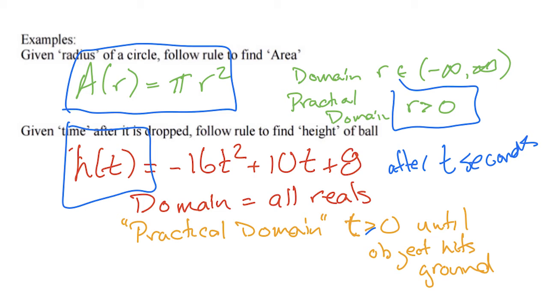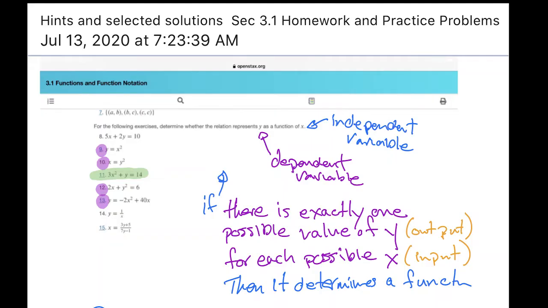But in a practical sense, if you're actually plotting a graph, that formula is only valid from the moment you drop the ball, so t should be greater than or equal to 0, until the object hits the ground, and then that formula no longer applies. So again, I want us to think about the formal domain that you might see, where it could be all real numbers, but then in any realistic problem, there's often a practical domain where it only really applies in certain instances. So now I want to talk through some of the example problems from the homework.